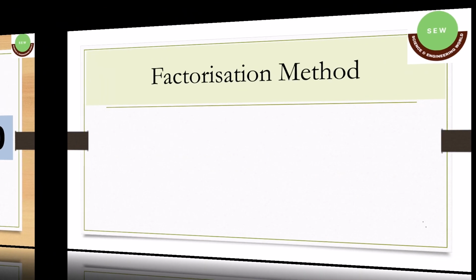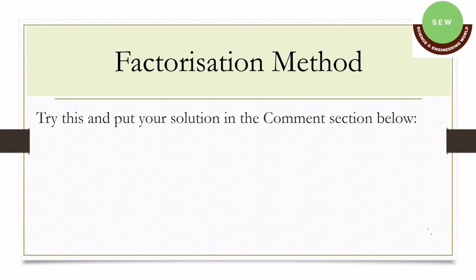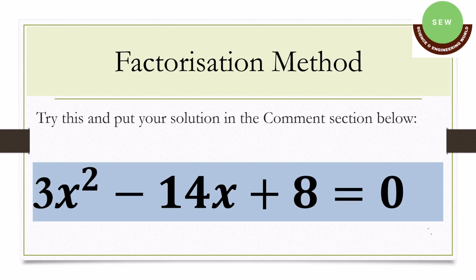Before we round up, I'd like to leave you with this equation to try your hand on: 3x squared minus 14x plus 8 equals 0. Put your solutions in the comment section below. Use both the completing the square method and the factorization process. Also drop your questions and topic suggestions in the comment section as well, and we'll get back to you as soon as possible.